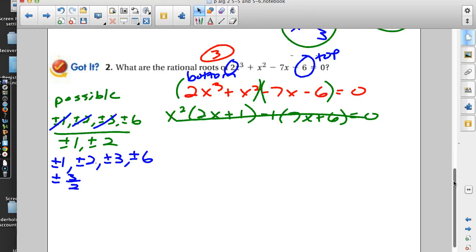So we have 2x to the third plus x squared minus 7x plus 6. I hope that's a plus. I wrote over the top of it. Oh, it's a minus 6, isn't it?